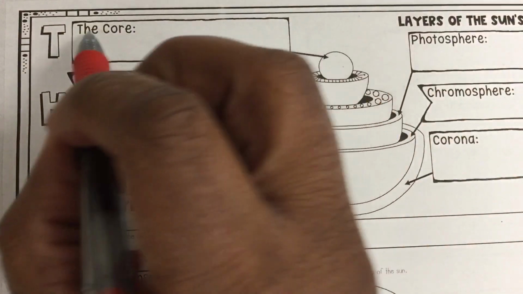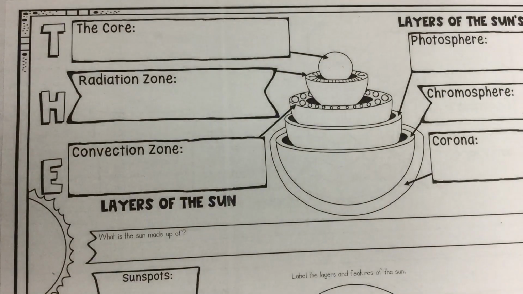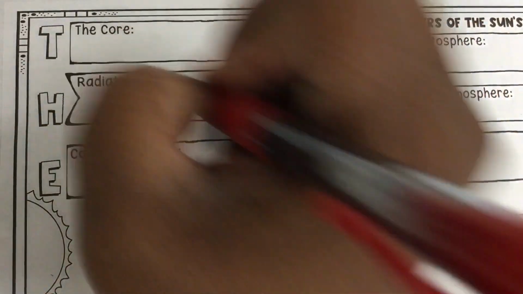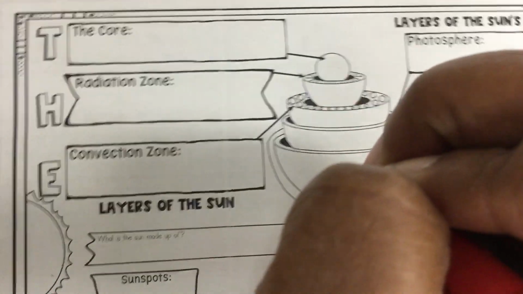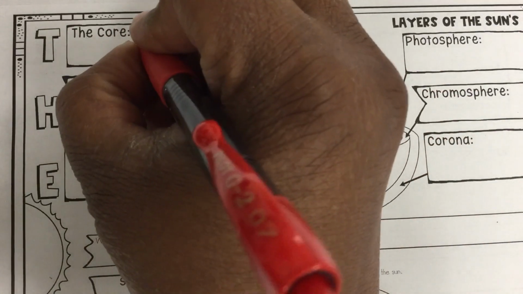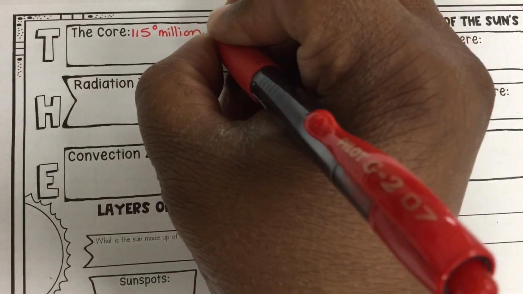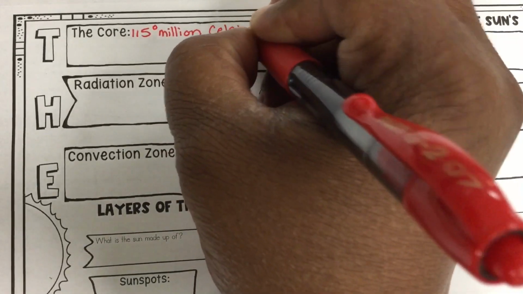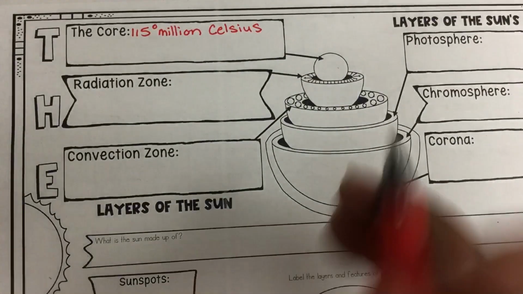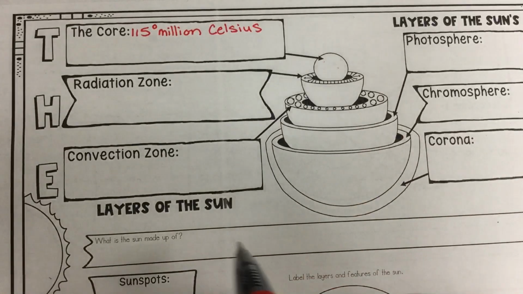So our first layer is the core. It's the innermost part of the sun. It is 15 million degrees Celsius. It's extremely hot. This little core is what gives the sun its massive amounts of energy.